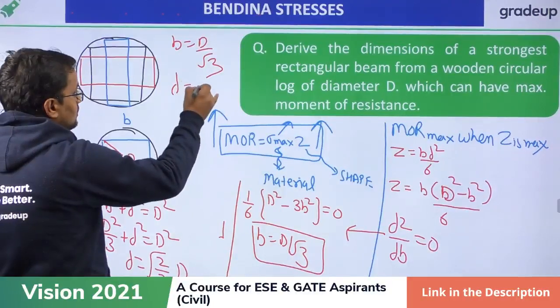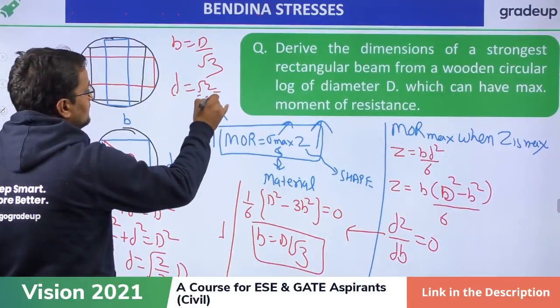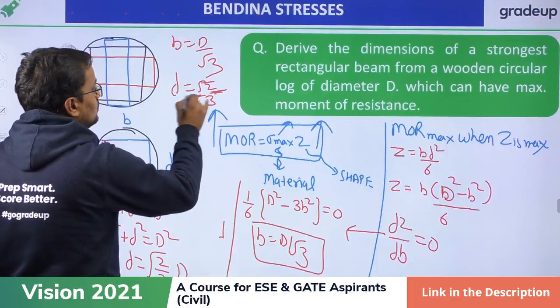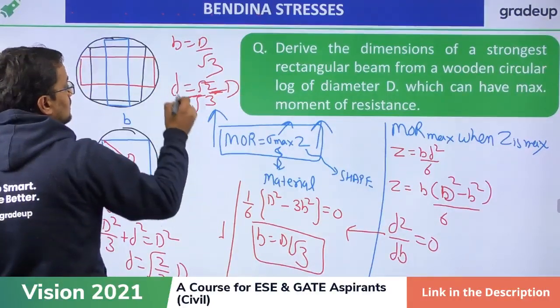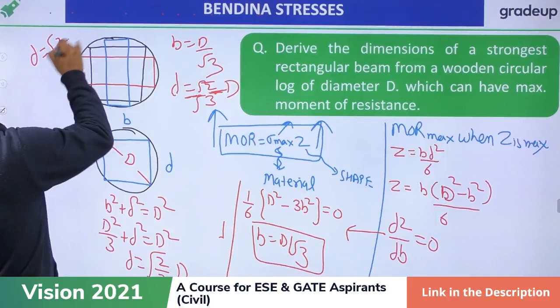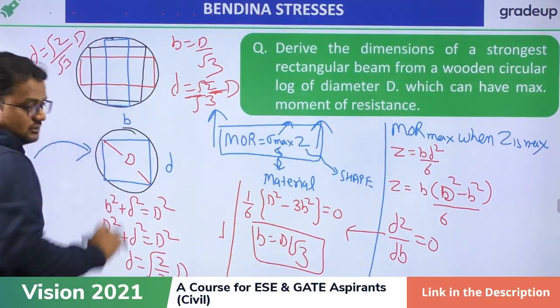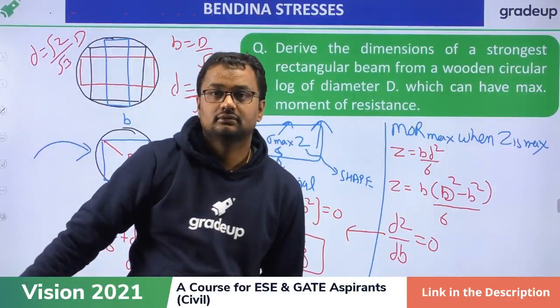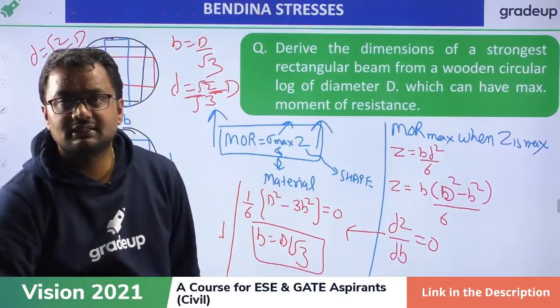So d is equal to root 2 by 3 into D. I am writing here d is equal to root 2 by root 3 into D, like that. Okay, very good Nitin, excellent.